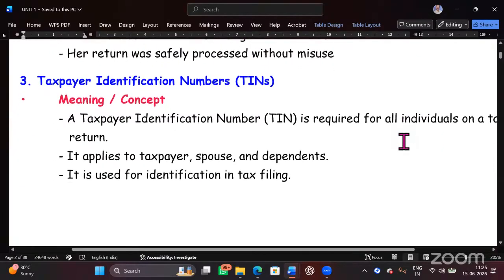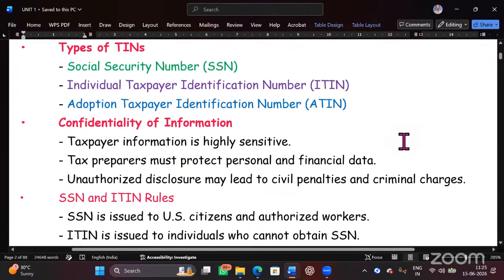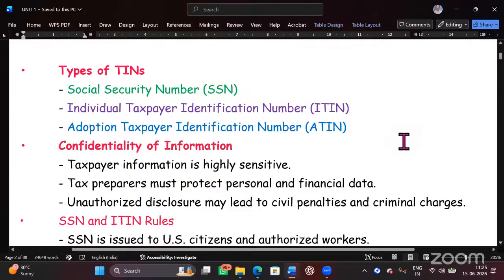Now coming to the taxpayer identification number. Basically, we have 3 types of documents. One is the social security number, the individual taxpayer identification number, and the adoption taxpayer identification number.